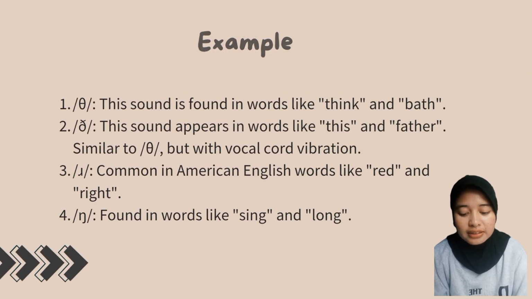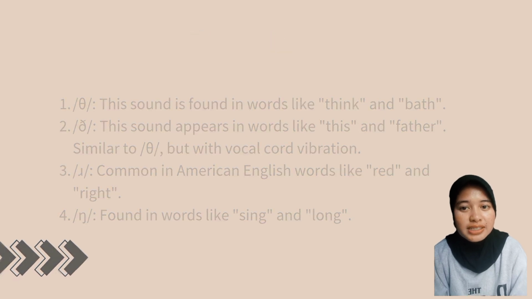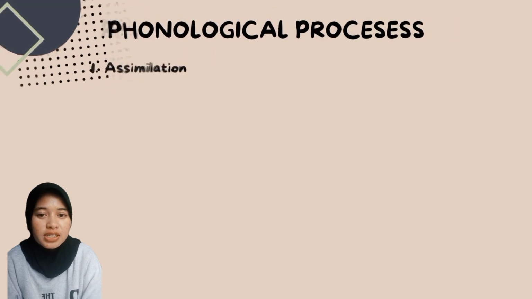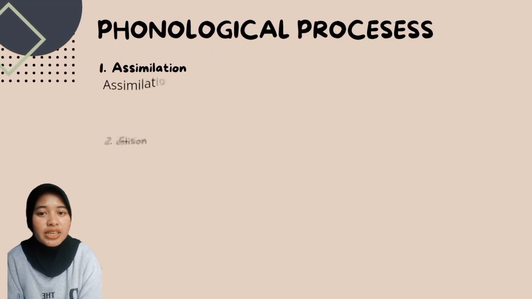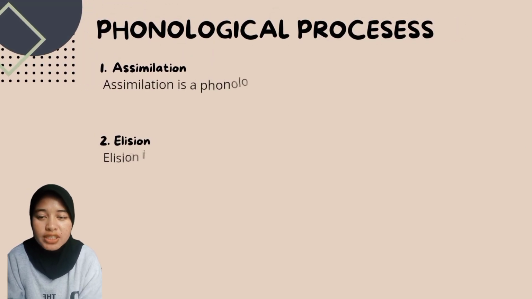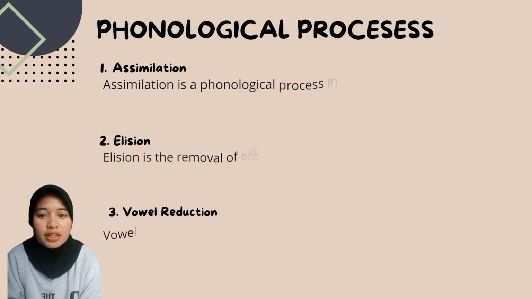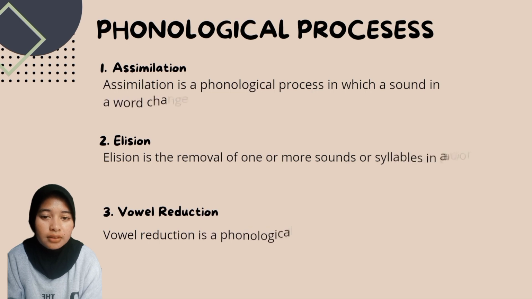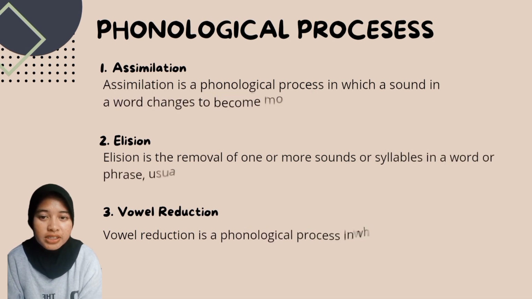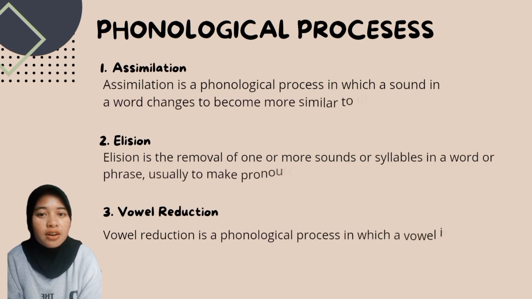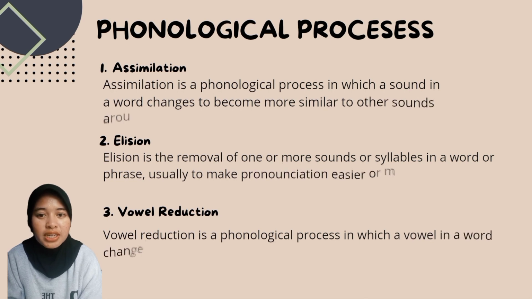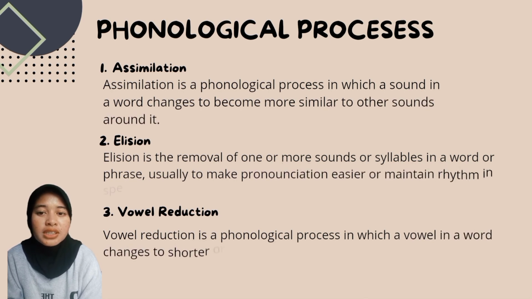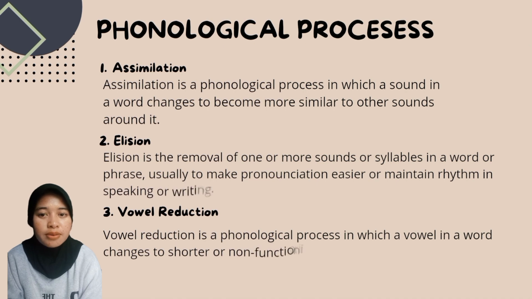And then the ng sound is found in words like sing and long. Phonological processes. The first is assimilation. Assimilation is a phonological process in which a sound in a word changes to become more similar to other sounds around it. The second, elision. Elision is the removal of one or more sounds or syllables in a word or phrase, usually to make pronunciation easier or maintain rhythm in speaking or writing.